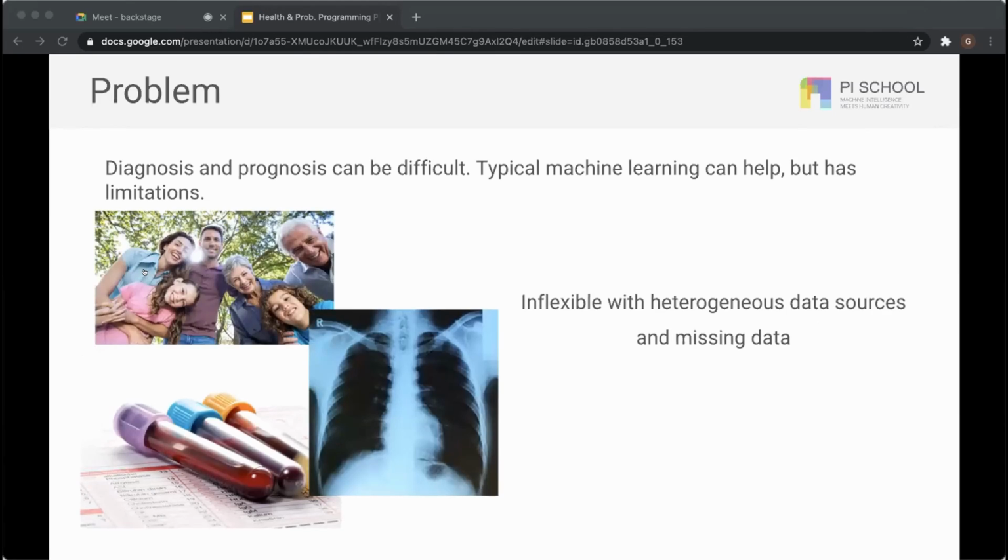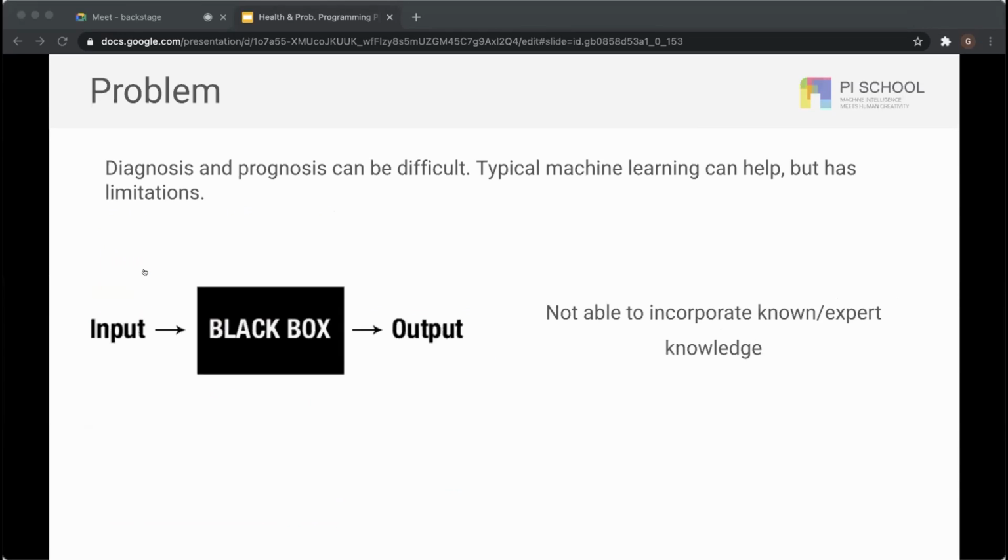Also, with traditional machine learning, you may struggle with combining different data sources, such as family history, scan results, X-ray scan results, or test results. Also, you might be unable to incorporate expert knowledge directly, since most machine learning methods are black box models with learning algorithms. So alternatively, you can have a model where the relationship with data is defined through expert knowledge, and that also makes your model more easily explainable.